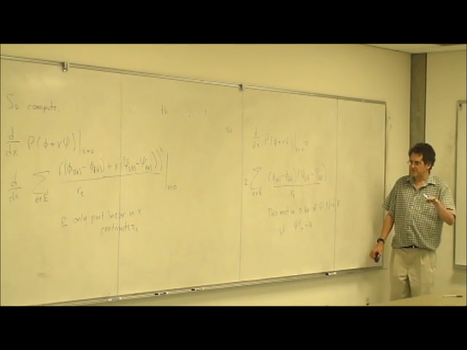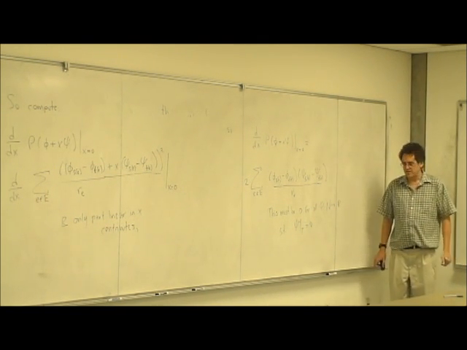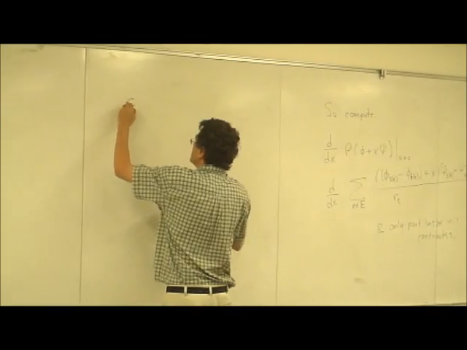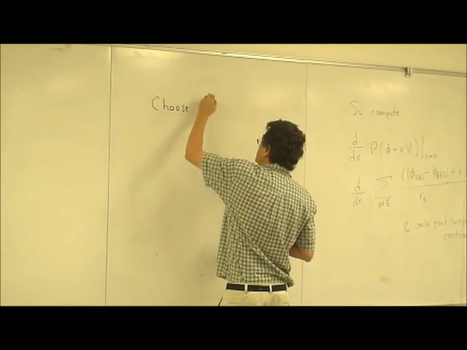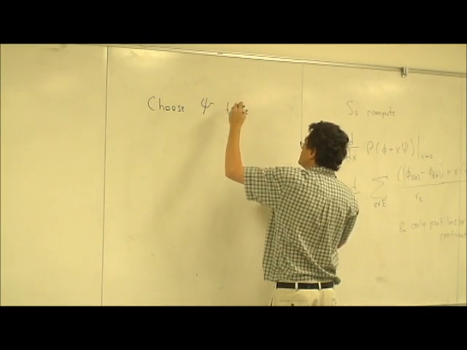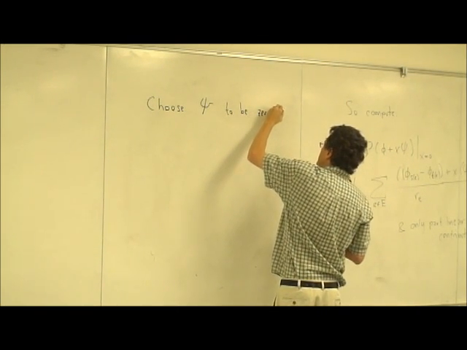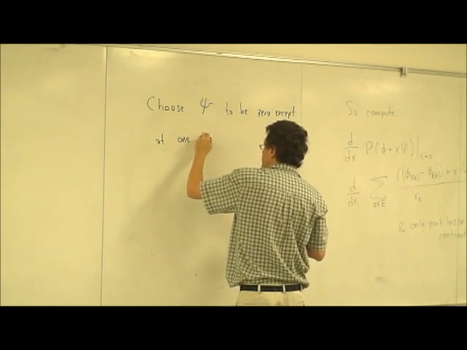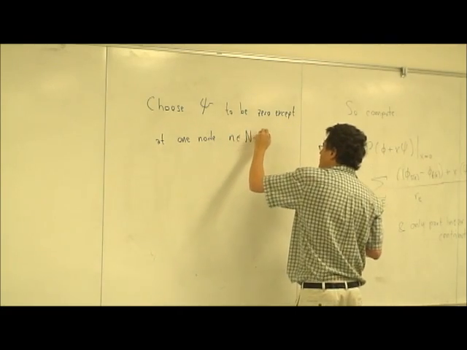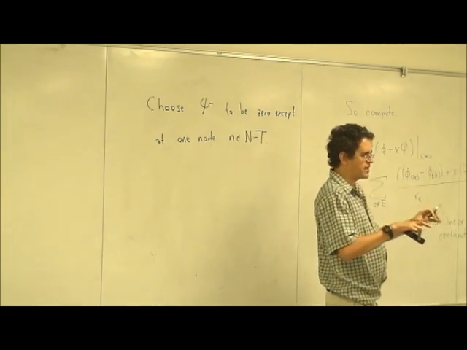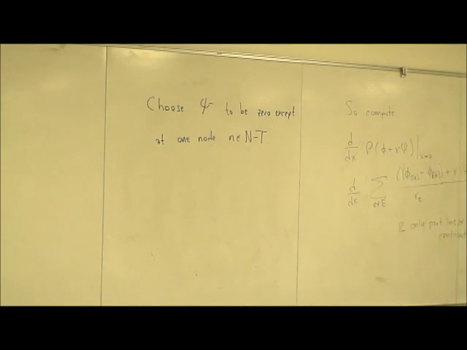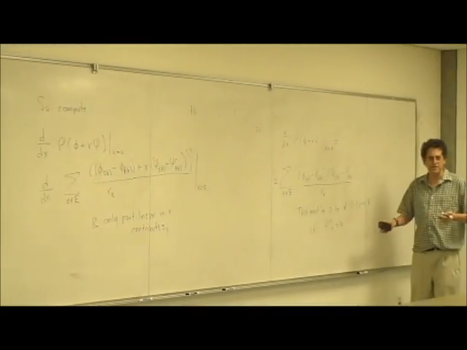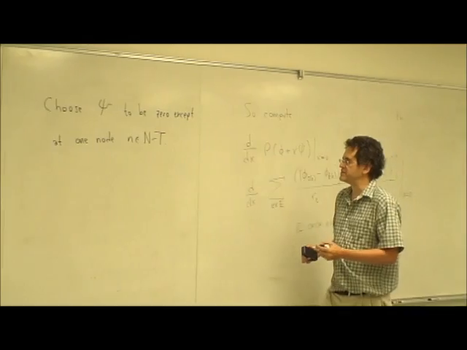So you pick psi to be 0 everywhere except at one node, which happens not to be a terminal. So let's do that. Choose psi to be 0 except at one node n, it's not a terminal. Those functions, the functions that vanish everywhere except at one point, will be a basis for the space of all these functions. So if you know the derivatives in those directions are 0, then you know the derivatives in all directions are 0. So these suffice.